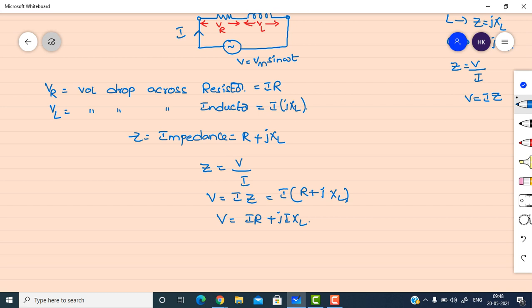I into R is nothing but what? Voltage drop across resistor. So IR, I am replacing with VR. I into JXL is nothing but what? VL. So VR plus VL, total voltage. This we can also see from the KVL, Kirchhoff's voltage law. But we derived with this impedance formula. Total applied voltage to the circuit is equal to sum of the voltage drops in the circuit. From KVL also we can define this.